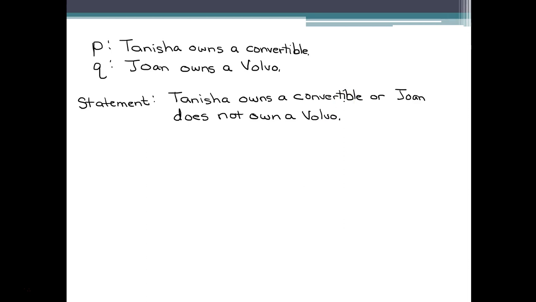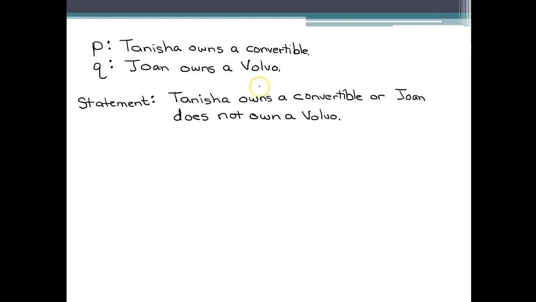Tanisha owns a convertible, or Joan does not own a Volvo. All right. Before we try to figure out the truth values here, we need to put things into symbols and then do our truth table. It's so much easier when it's in symbols. So even though we have words to start with, let's convert to symbols and use those, and then we can always convert back to words if necessary.